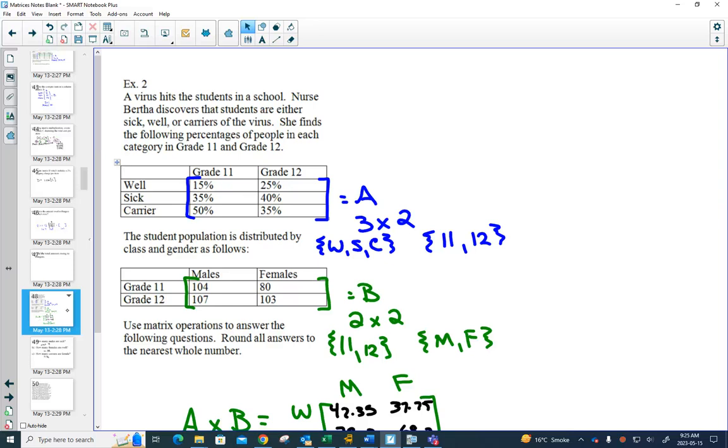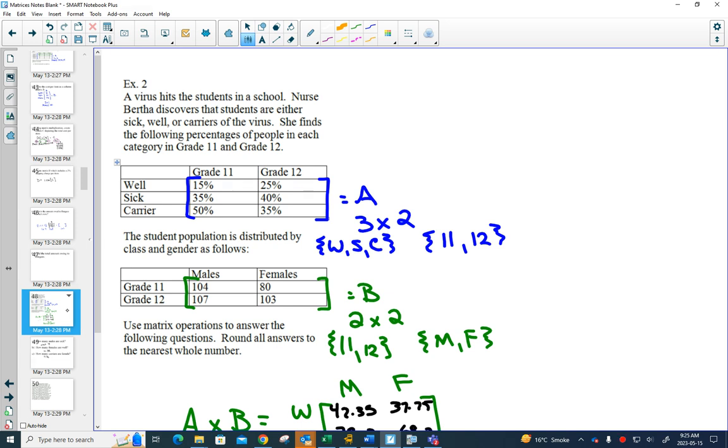Okay? So if you were making your own charts, once your first one is made, and someone does it exactly like I did it. But then Rhea said, oh, I put my grade 11 and 12 here, and I put my well, sick, and carrier across the top. Is that wrong? No. You can have this chart either way.